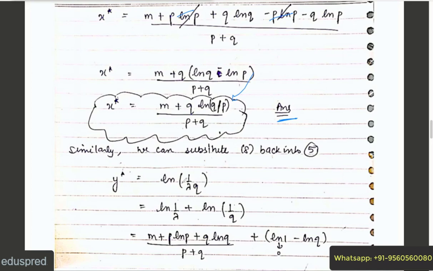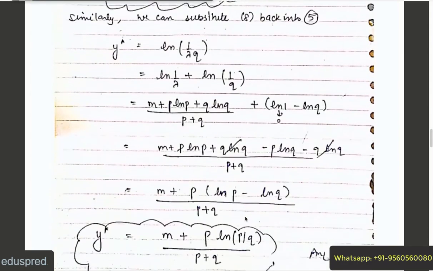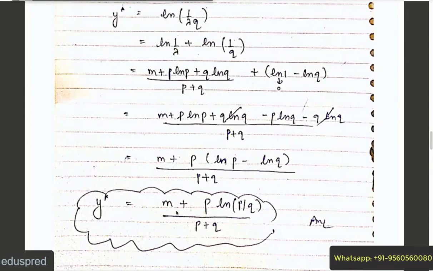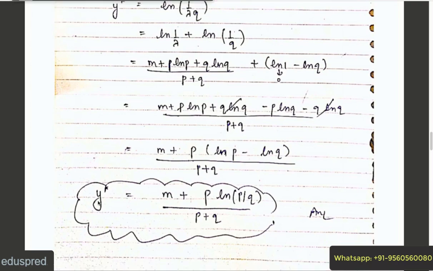Similarly, we can find the value of y star, which was ln 1 divided by lambda q, which can be broken down into this term. And by making the substitution for the value of ln 1 divided by lambda, which is (m plus p ln p plus q ln q) divided by (p plus q), and this can be rewritten like ln 1 minus ln q, and ln 1 is 0, so this gets cancelled out. This is nothing but the same steps we are repeating as we did for x star. So by doing all the calculation, your y star would be m plus p ln (p divided by q) divided by p plus q. As you can see here, your y is a function of p, q and m.